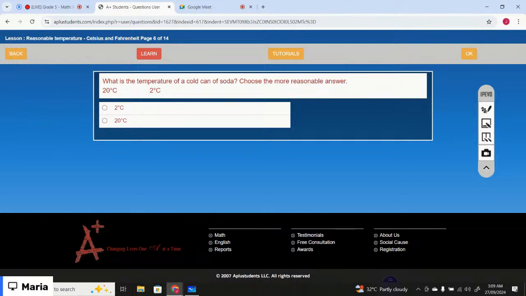What is the temperature of a cold can of soda? 2 degrees C or 20 degrees C? Which is the correct option? That's a cold can of soda, so that must be 2 degrees Celsius. Option number one is the correct option.